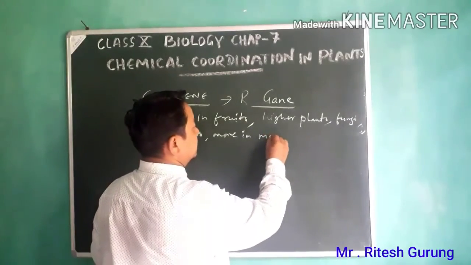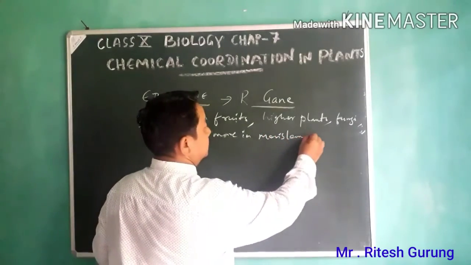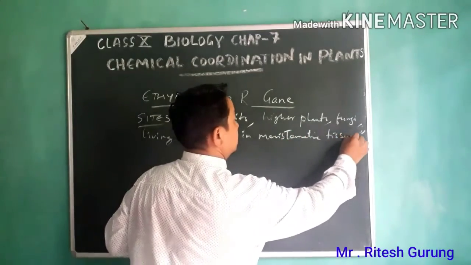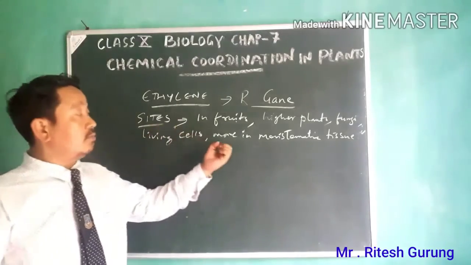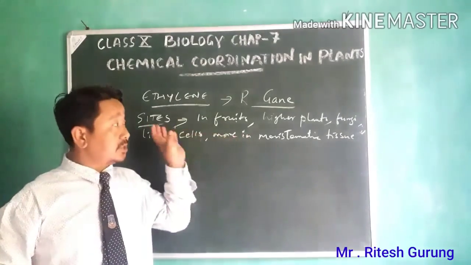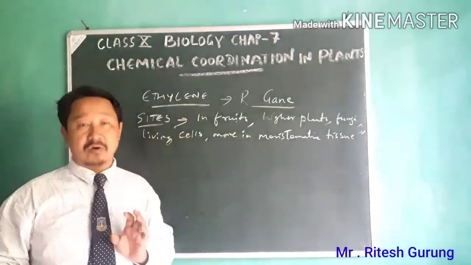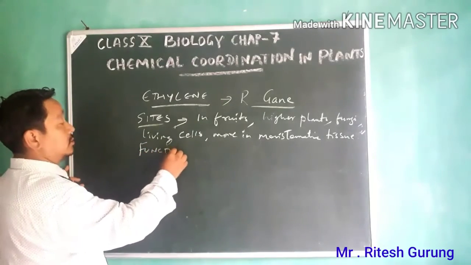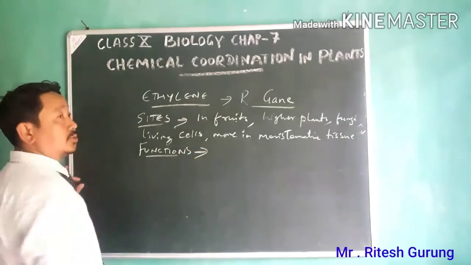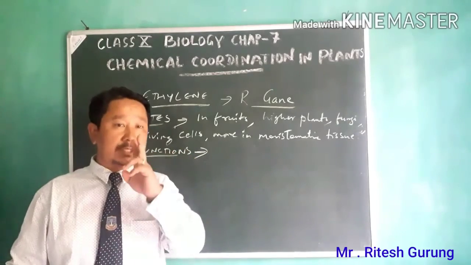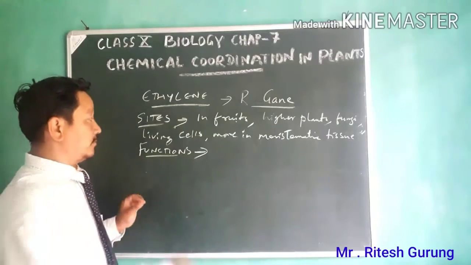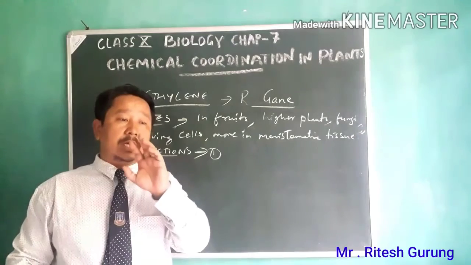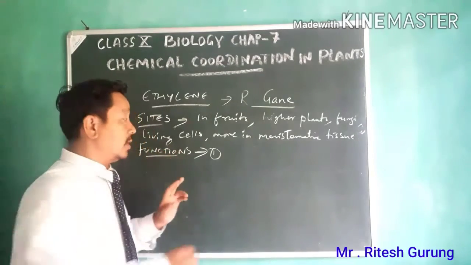That means this hormone is more found in meristematic tissue. So these are the places where they are found. Now let's talk about the functions of these hormones. It performs its functions in two different ways, or mainly it has two functions.